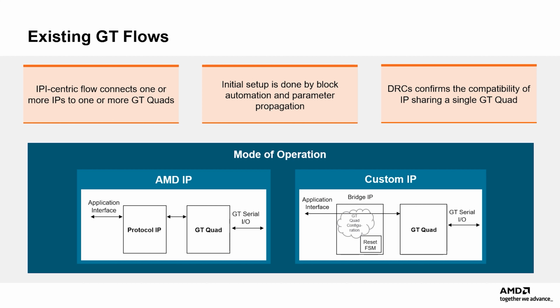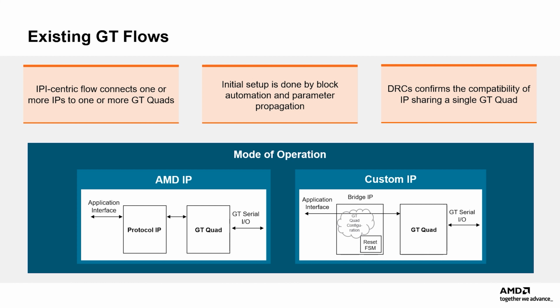The current GT flow provides 2 modes of operation. The first is with a standard protocol IP, also known as the AMD IP. This IP is added from the Vivado IP catalog and is used in the system. An example design is generated which configures the parameters specific to the protocol IP, and then block automation is used to instantiate and connect the GT primitive.